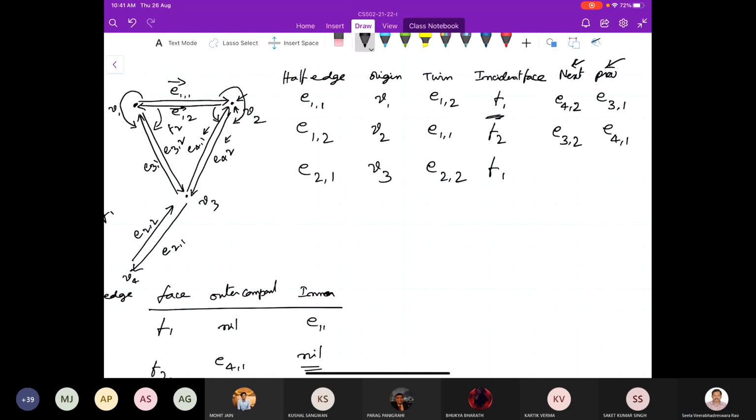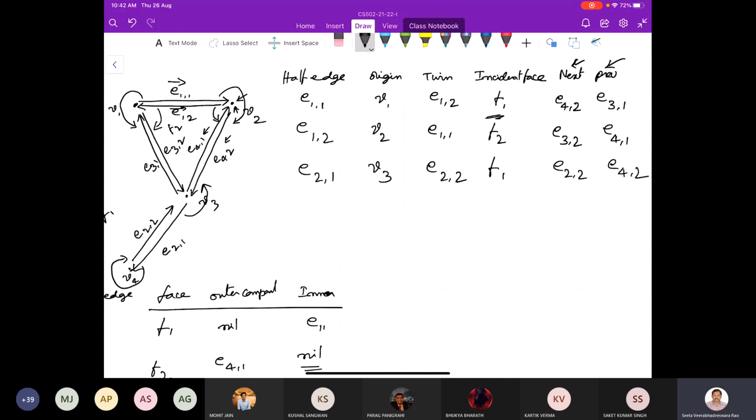What is the next? E22. So at the destination, we have to see what is immediately next in the counterclockwise direction. So E2. What is the previous one? At the origin, we have to see which is immediately next in the counterclockwise direction. So this is the information that is there in this one.